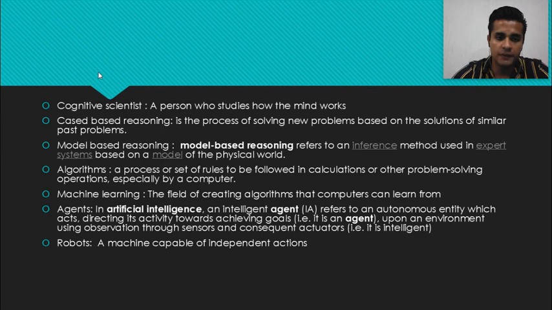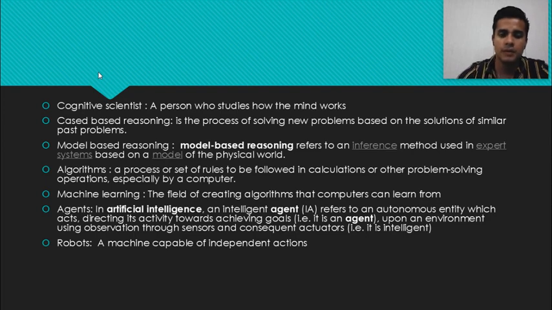So next we have case-based reasoning. It's the process of solving new problems based on the solutions of similar past problems. Okay, so basically this is how artificial intelligence is going to learn how to solve problems. If one problem was solved using a method, something of a similar past problem, maybe the artificial intelligence is going to use that solution to solve this problem.